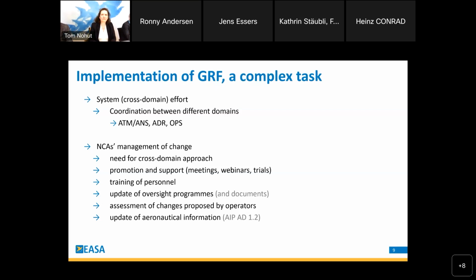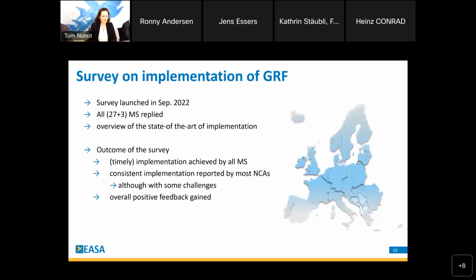Okay, so I was just introducing this presentation, saying that GRF implementation was a challenge for all the concerned stakeholders, and in particular from the authorities' perspective, it was even more complicated because apart from dealing with different domains, so with a cross-domain approach, they also had to implement many activities in order to implement GRF. And so, as we were aware of this complexity of GRF implementation, in September 2022, as the aerodromes section, we launched this survey in order to collect information from the member states about the implementation of GRF in the field of aerodromes. We received a reply from all the member states, which gave us a complete overview of the state of the art of the implementation of GRF.